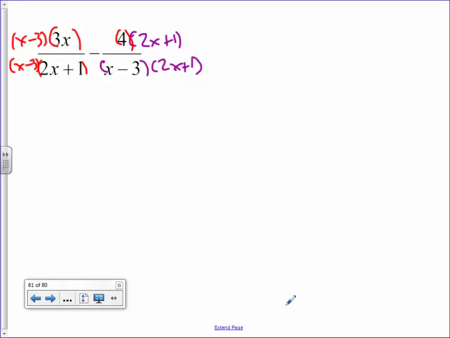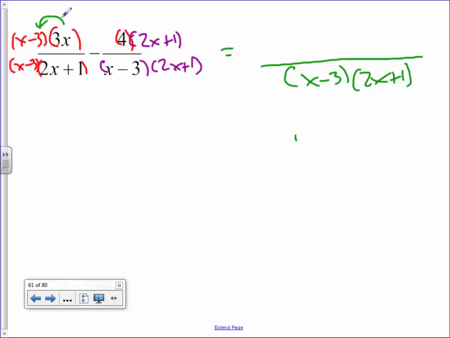What we actually have to do is some foiling and expanding. My recommendation, don't foil the bottom. There's not a lot of point to foiling the bottom. I would recommend you just leave it as an x minus 3 and a 2x plus 1. You can foil, by the way. You don't have to leave it that way, but I don't see any point to that yet. It's the top that we have to do some foiling with now.